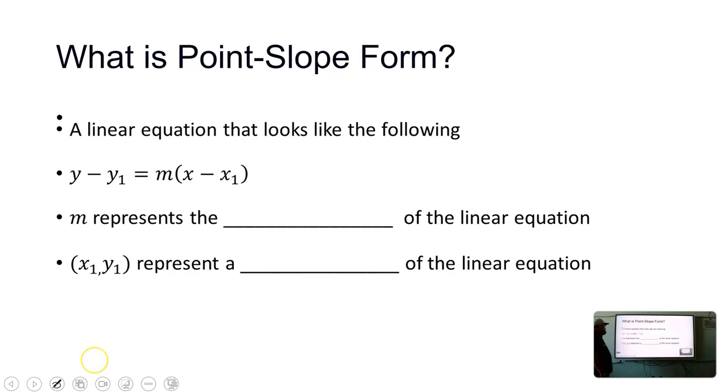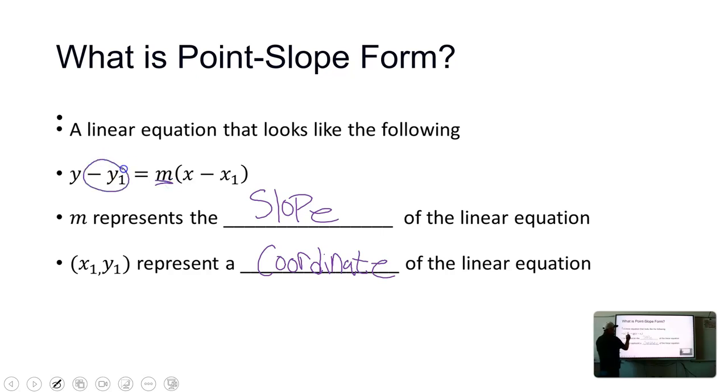Once again, a linear equation looks like the following. y minus y1 equals m times x minus x1. That is point slope form. m represents the slope. And x1, y1 in this equation represents a coordinate of the graph. Okay, so m is the slope, and then y1 and x1, that's the coordinate that we get from the slope.